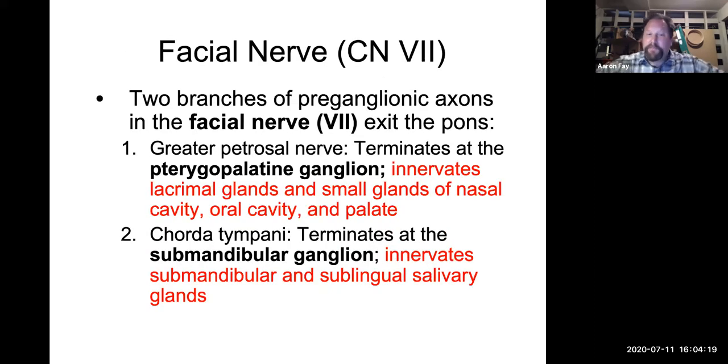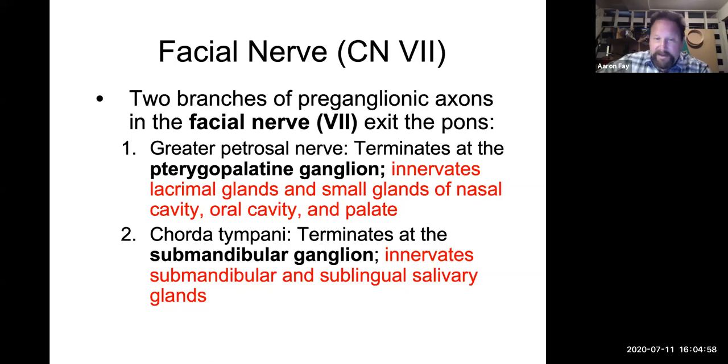Facial nerve: two branches of the facial nerve exit the pons. The greater petrosal nerve terminates at the pterygopalatine ganglion. Remember, like the pterygoid process. Palate means the roof of your mouth. It innervates the lacrimal glands, so stimulation of these leads to crying, to tears. It also innervates small glands of the nasal cavity, meaning mucosal glands, and the palate.